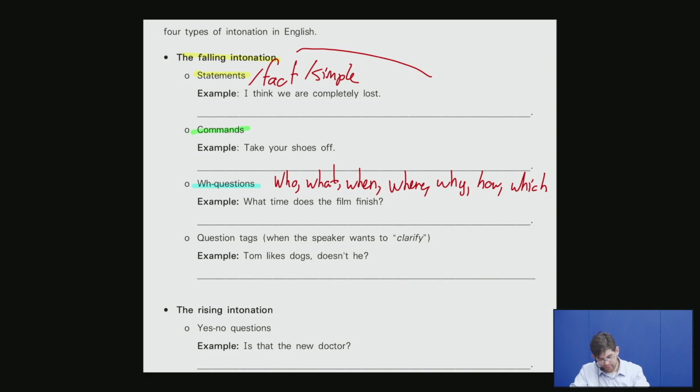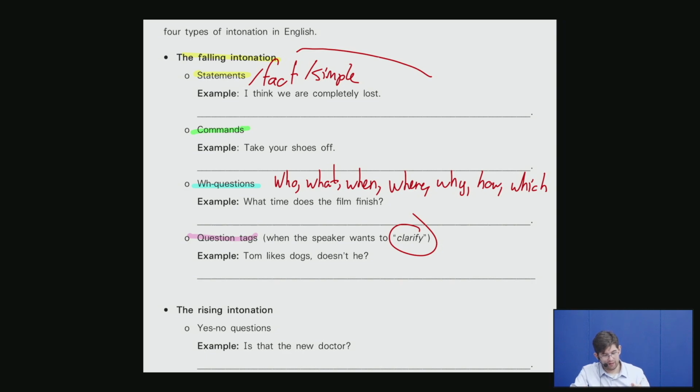Our next example is question tags. And what a question tag really means is a clarification. So we have an idea, we make a statement, and then we just want to have a question at the end to clarify it. So, for example, this could be, Tom likes dogs, doesn't he? So, Tom likes dogs is the idea, and we're clarifying it with this question tag. So, Tom likes dogs, doesn't he?